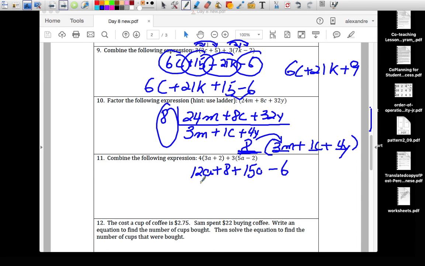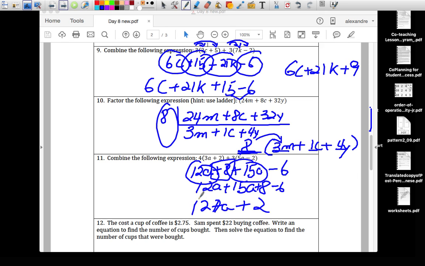There are things I can combine, so let's move things around. The commutative property, or the associative property, says I can move these around, so 12a, I'll put those together. And then 8 and 6 will be next to each other. Oops, I forgot the plus sign here. So 12a and 15a is 27a, sorry. And 8 minus 6 is just plus 2. So that's my final answer.